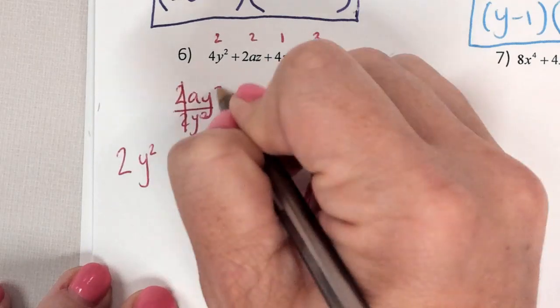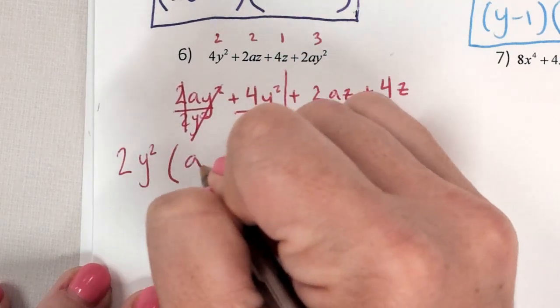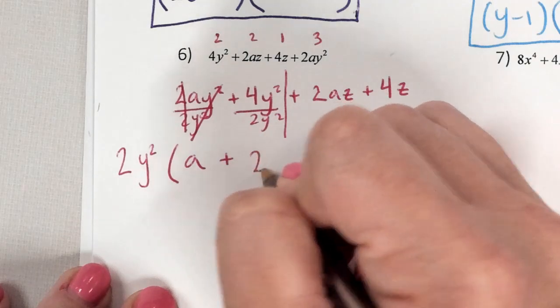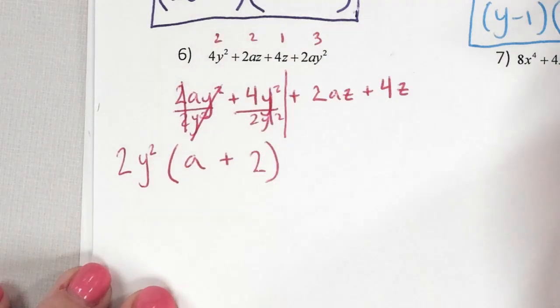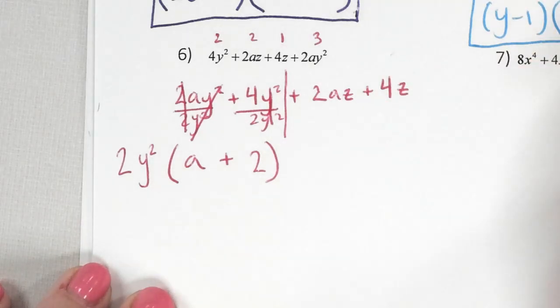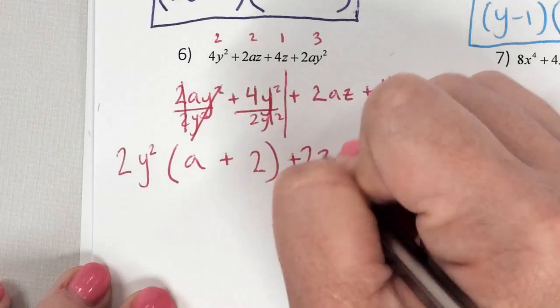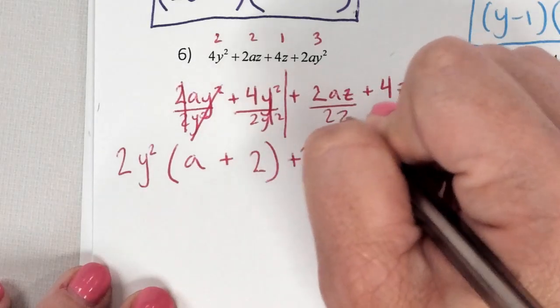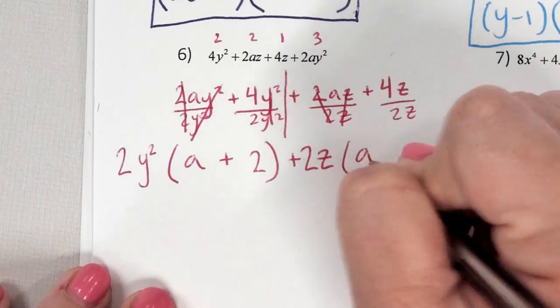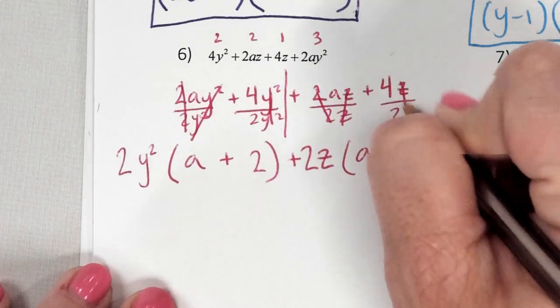So the 2's cancel, the y squared's cancel, and I'm left with a. What's 4 divided by 2? 2, and the y squareds cancel. So that's what I'm left with on the left. Now here, what's my GCF? 2z. Positive 2z. And when I divide out 2z, I'm left with a. 4 divided by 2 is 2, and the z's cancel.